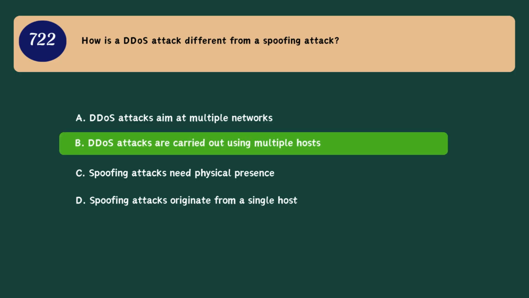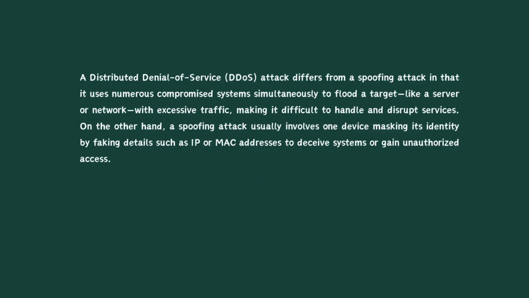Correct answer. B. DDoS attacks are carried out using multiple hosts. A distributed denial of service, DDoS, attack differs from a spoofing attack in that it uses numerous compromised systems simultaneously to flood a target, like a server or network, with excessive traffic, making it difficult to handle and disrupt services. On the other hand, a spoofing attack usually involves one device masking its identity by faking details such as IP or MAC addresses to deceive systems or gain unauthorized access.